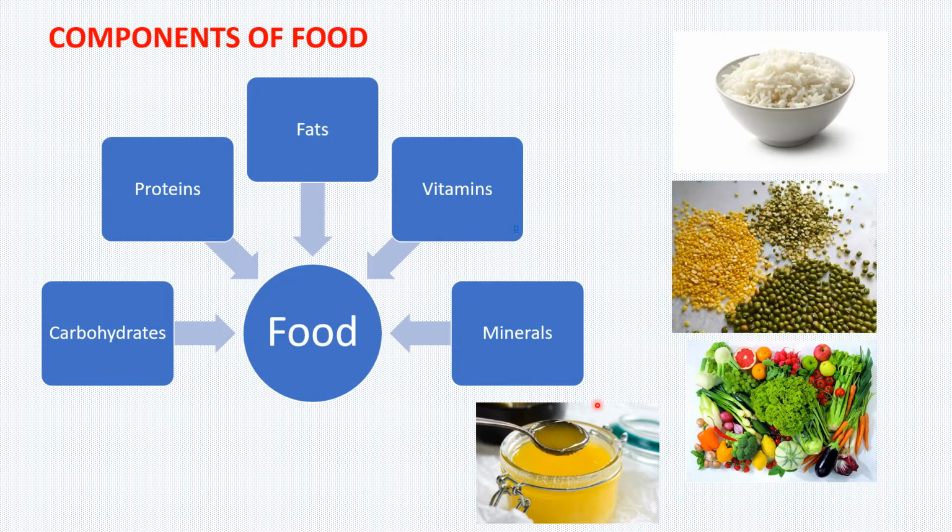Then minerals. What are the minerals? Like calcium, potassium, sodium. So these are the minerals that are necessary for our body. Where can we find these? These we can also find in vegetables and in any other food. So food mainly consists of 5 types of components. What are they? Carbohydrate, protein, fats, vitamins and minerals.